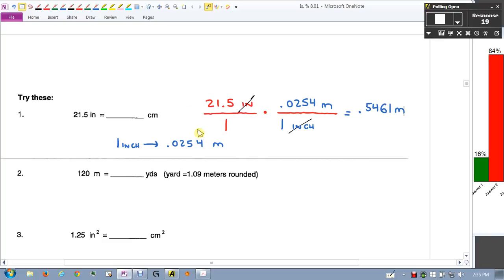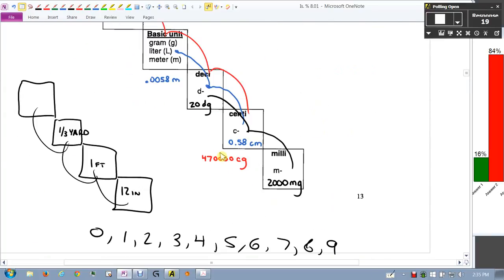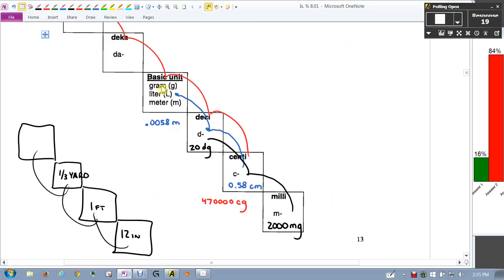So what we're saying is that 21.5 inches is equal to 0.5461 meters, but we want it in centimeters now. So how do you go from meters to centimeters? Yeah, that's where you go to this little thing. We're going from meters to centimeters, which is 2 places to the right. We move the decimal point 2 places to the right.